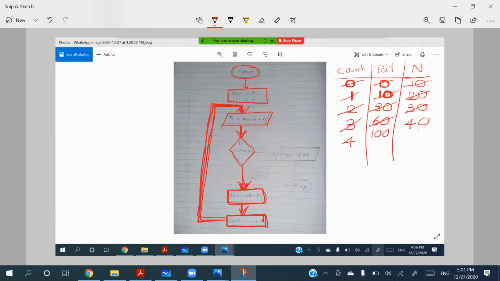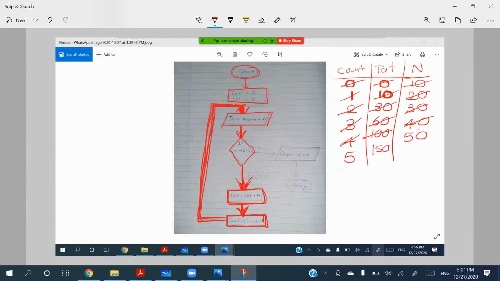And it asks for another number. So I will give 50, right? So count is checked, less than or equal 5. Still it is less than, 4 is less than 5. Then total will be added with n. So 100 is the total, 50 is the given number. So it will become 150, right? Then goes down again. Then counter increases by 1. So that means 4 will become 5 and goes up again.